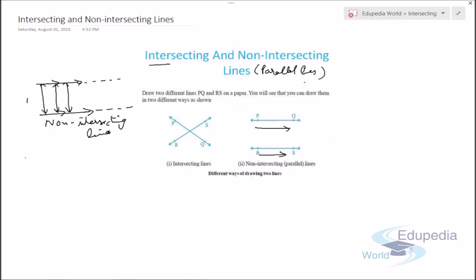Now if we consider these two lines like this and this, and we extend them, they will meet at a certain point. These types of lines are known as intersecting lines. It is a very important concept from the point of view of lines and angles, so you have to understand it very carefully. If two lines meet at any point when we extend them, they are intersecting lines. If the lines never meet when we extend them, they are known as non-intersecting lines, or parallel lines. So this is the concept of intersecting and non-intersecting lines.